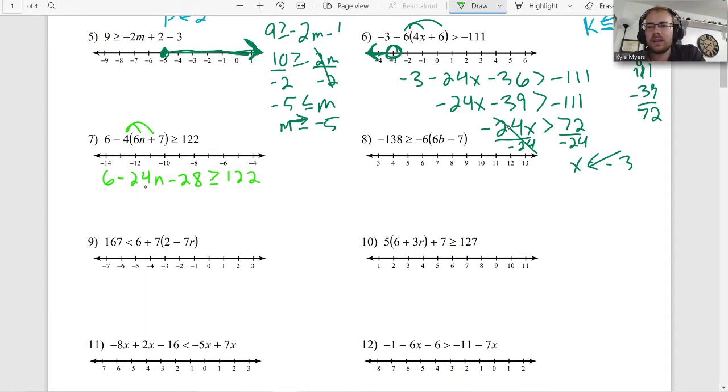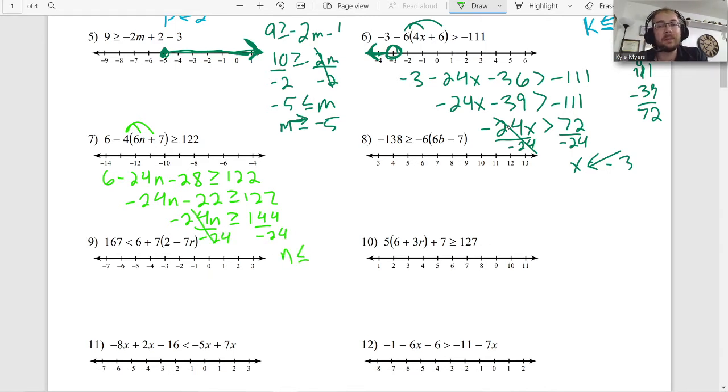And then I can combine some like terms here. Negative 24n minus 22, 122. I would add 22 to both sides, so 144, and then divide both sides by negative 24. So then n is less than or equal to, I have to flip the sign, and that looks like that's going to go in four times maybe? I don't know.